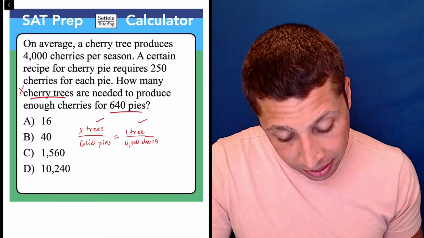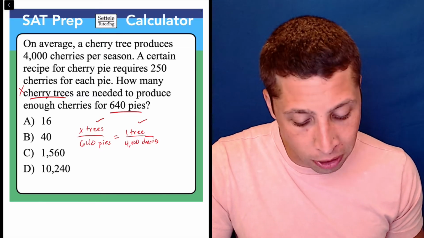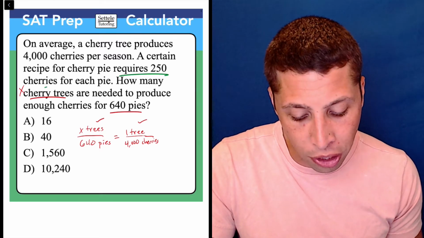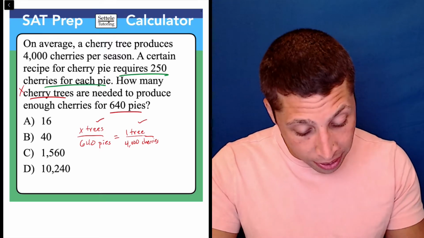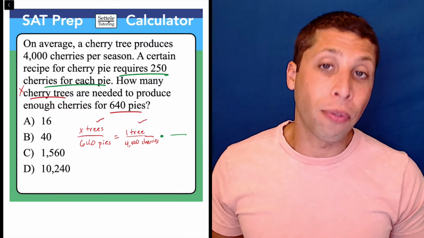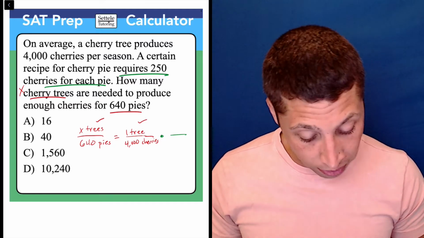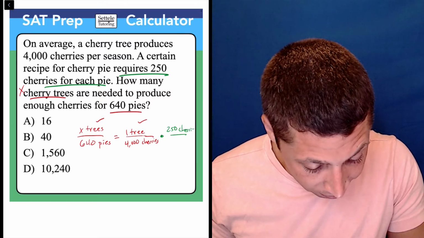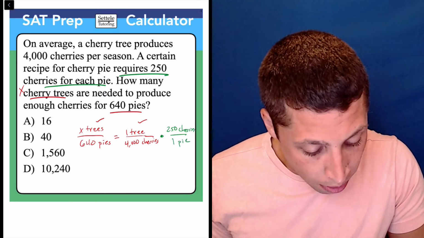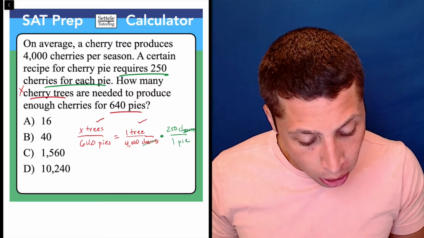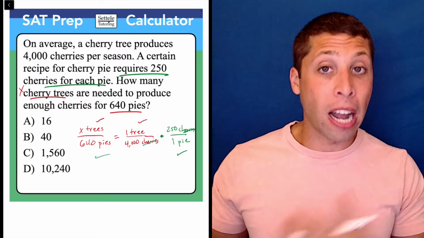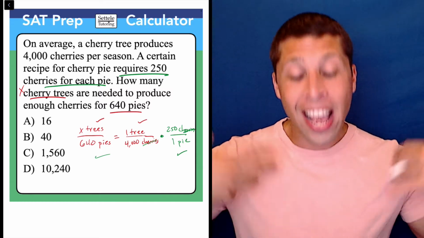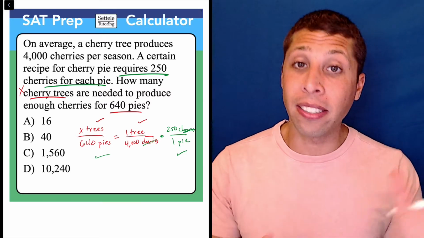So the next piece of the sentence says, a certain recipe for cherry pie requires 250 cherries for each pie. So 250 cherries for each pie, that's another rate. And so I'm going to multiply by a new fraction to cancel out the unit I don't want. So that's the cherries. Right? So 250 cherries for one pie. And notice when the cherries go, now I have pies on the bottom of both sides of the equation. So the equations are equal. That's what equals means. And so now I know that I'm done. Everything is set up in the right place.